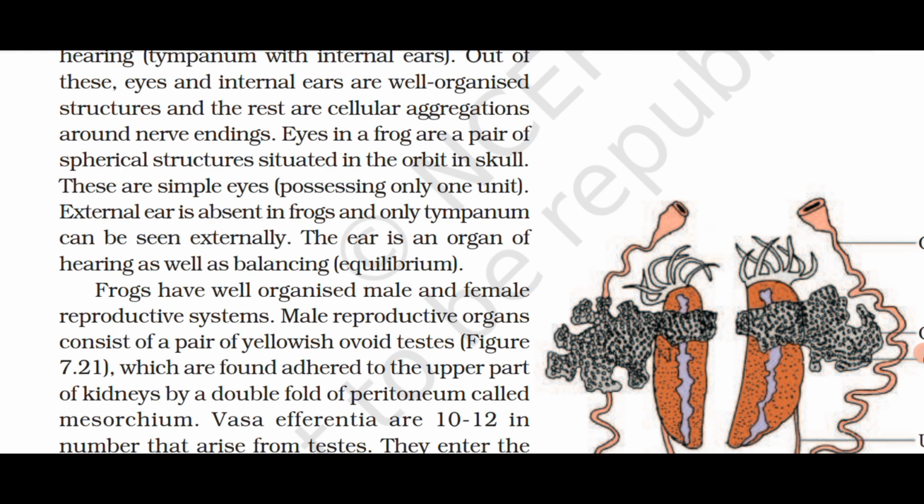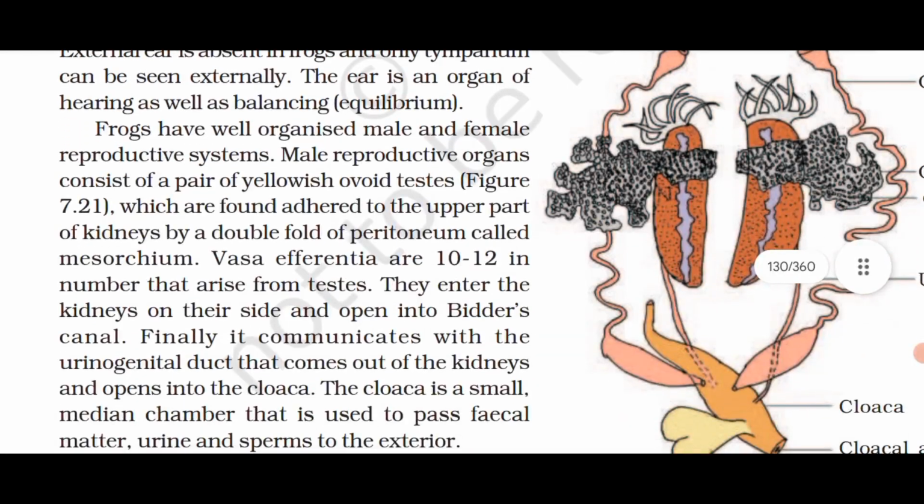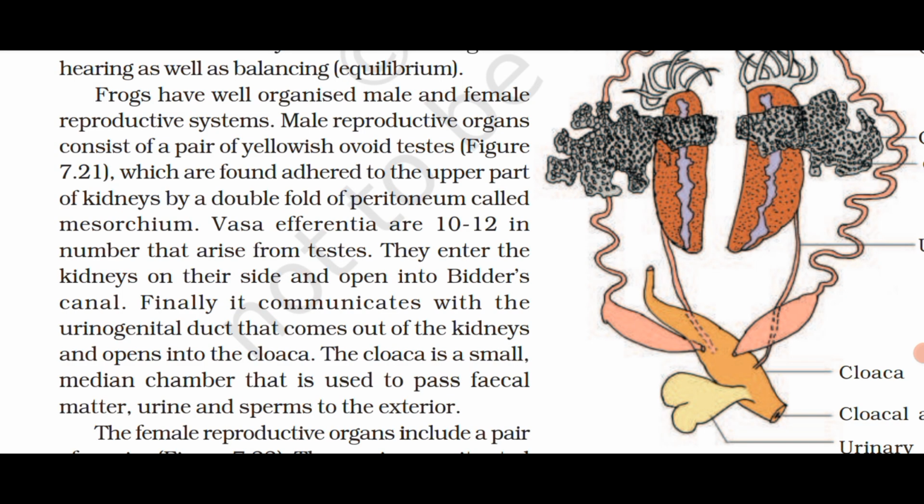Frogs have well-organized male and female reproductive systems. Male reproductive organs consist of a pair of yellowish ovoid testes, which are found adhered to the upper part of the kidneys by a double fold of peritoneum called mesorchium. Vasa efferentia are 10 to 12 in number and arise from the testes. They enter the kidney on their side and open into Bidder's canal.